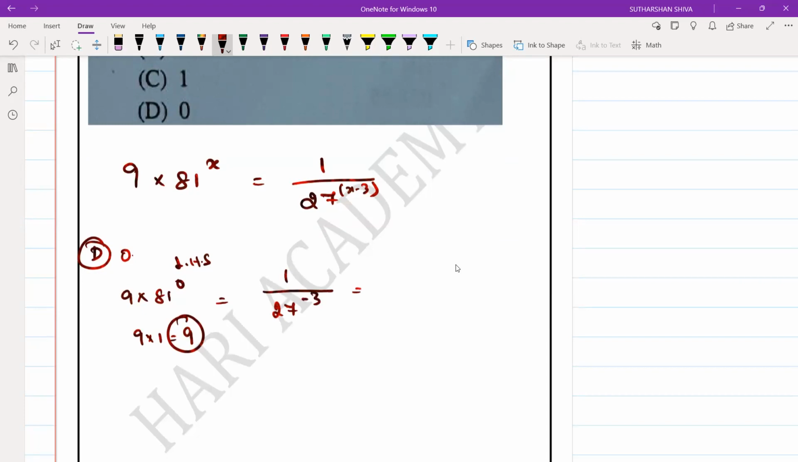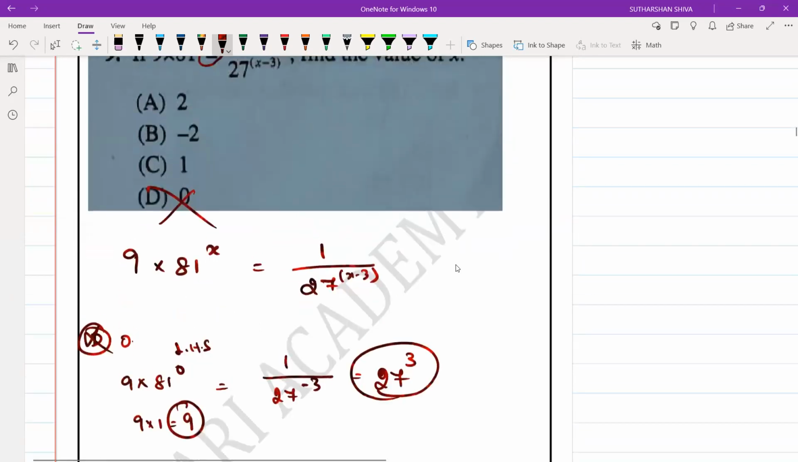It is nothing but whenever it is inverse, we will calculate 27 power 3. 27 power 3 never equals 9. Correct? Never equals 9. Correct? So we will close option D.